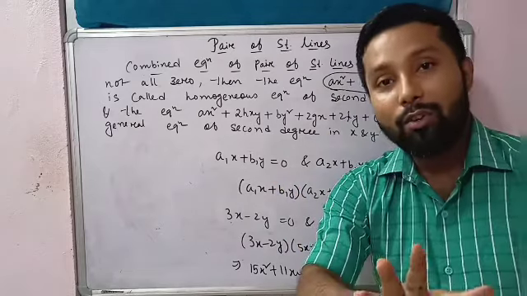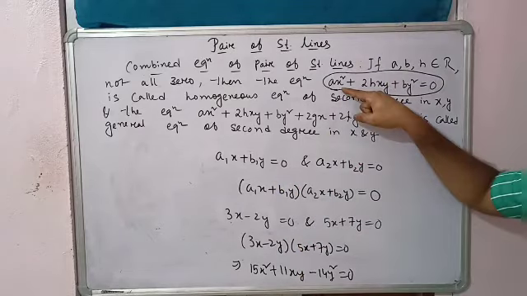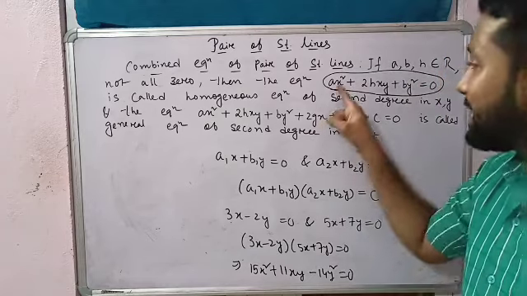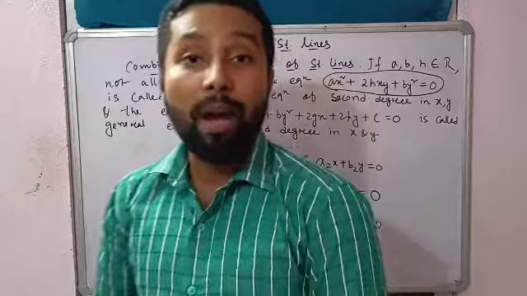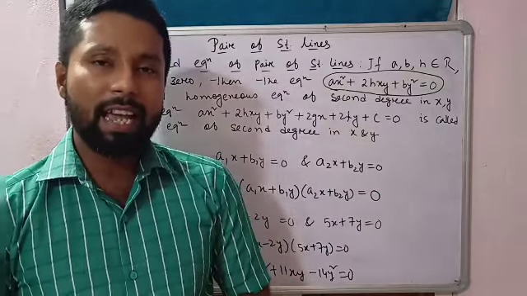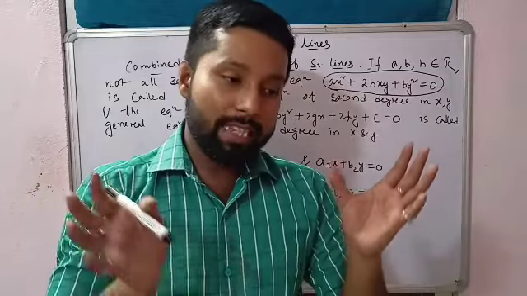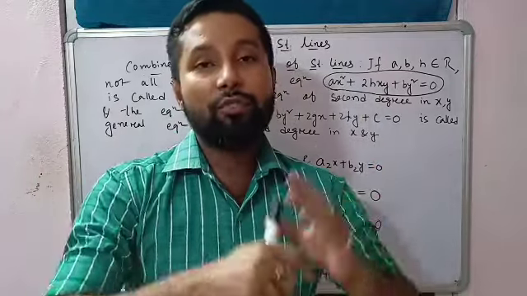तो अगर c नहीं लूंगा तो the equation will be in the form of ax square plus 2hxy plus by square. What is this? This is called the combined equation of pair of straight lines. ठीक है, अगर कोई पूछे कि सिंपल सा डेफिनेशन क्या है पेयर ऑफ स्ट्रेट लाइन, मींस it is the combination of two straight lines. That's it.